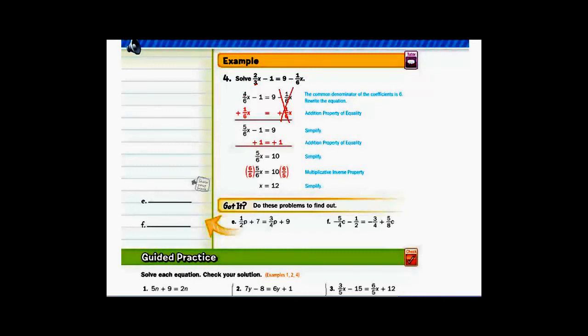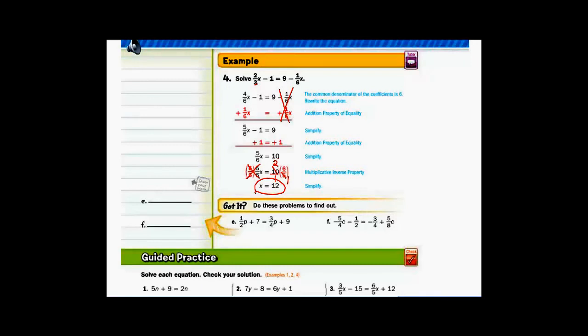Now notice what they went ahead and did right here. They have changed this 2/3 into 4/6, because you have to have common denominators in order to add them. 4/6 plus 1/6, 5/6. All right, so now I've got 5/6x minus 1 equals 9. So add 1 to both sides. 5/6x equals 10. They multiplied by the reciprocal, so that way these would cancel. 10 over 1 times 6 over 5, that would cancel, leaving a 1 and a 2. 2 times 6, x would be 12. All right, so go ahead and pause it and try E and F.